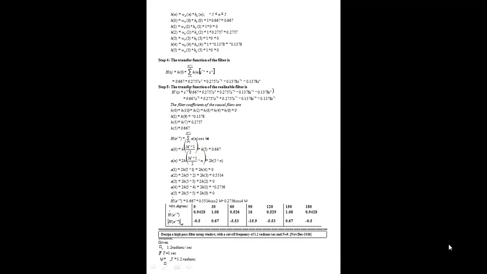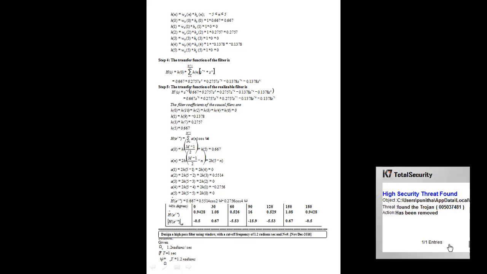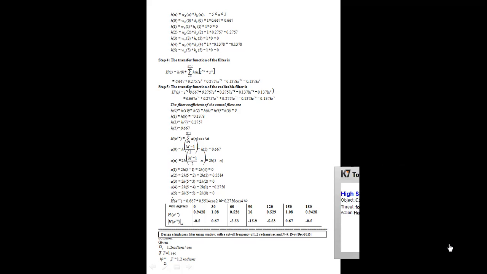And the frequency response can be found using the formula H(e^jω) equivalent to 0.667 plus 0.5514 cos 2ω minus 0.2756 cos 4ω. Okay, so the table clearly indicates the magnitude and the phase values. So this is the way to design our FIR filter using the windowing function.